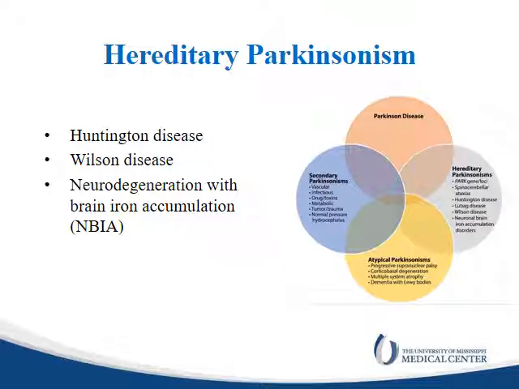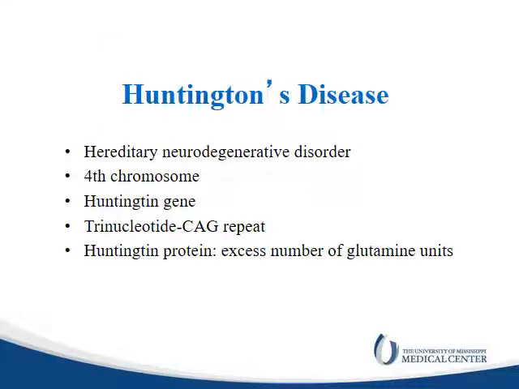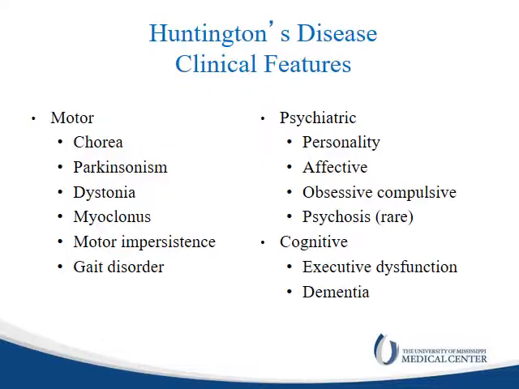We're going to touch base a little bit about the hereditary Parkinsonism, mainly Huntington's disease and Wilson's disease. Huntington's disease is a hereditary neurodegenerative disorder. The Huntington gene is located on the 4th chromosome, and the mutation of the Huntington gene causes trinucleotide CAG repeats. These repeats translate to abnormal Huntington protein with an excessive number of glutamine units, the so-called poly-Q units.